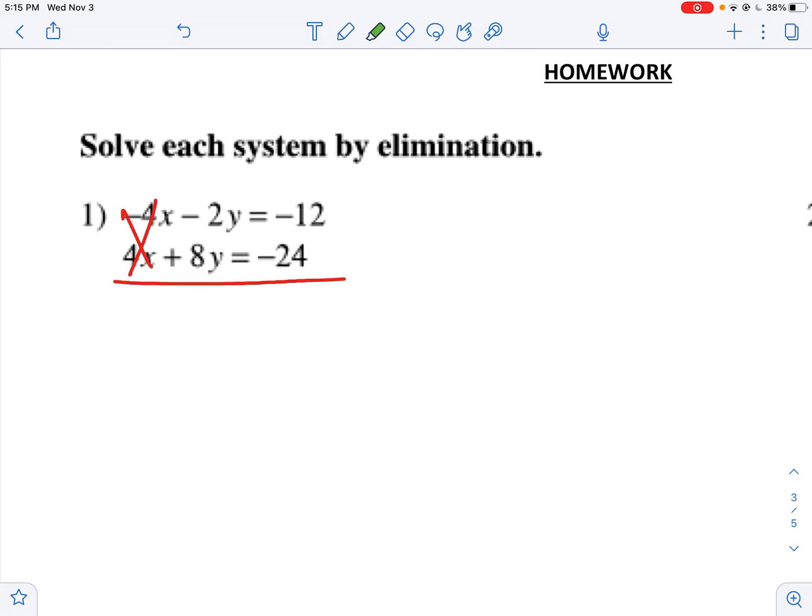And I'm just going to add up my numbers for the like terms. So I've got negative 2 and positive 8, or 8 minus 2 will give me 6y. And then I have negative 12 plus negative 24. So I have 12 negatives and 24 more negatives to get 36 negatives. And then I can solve for y, right? I can divide and get y is negative 6.